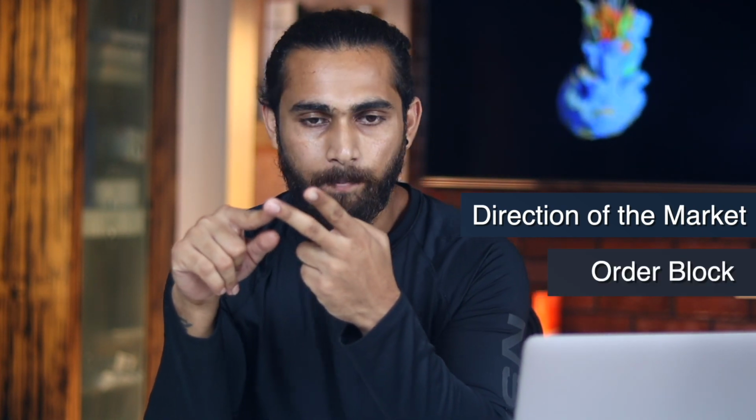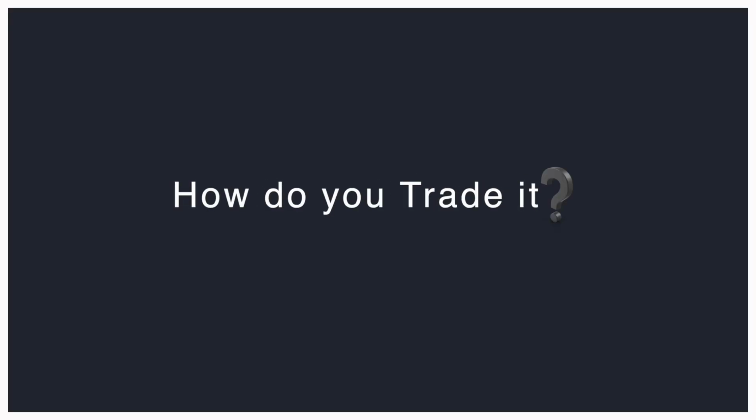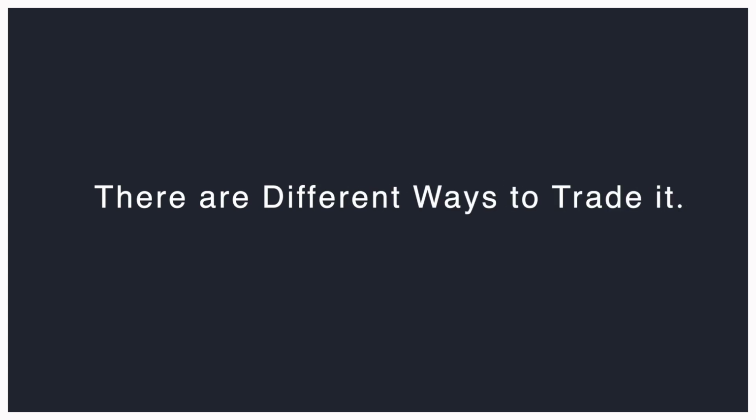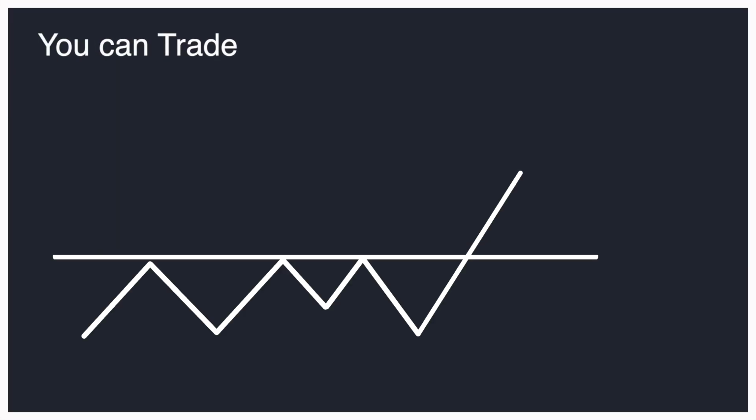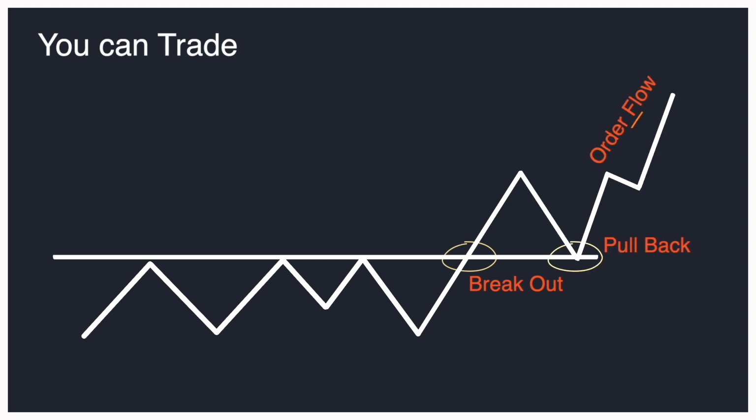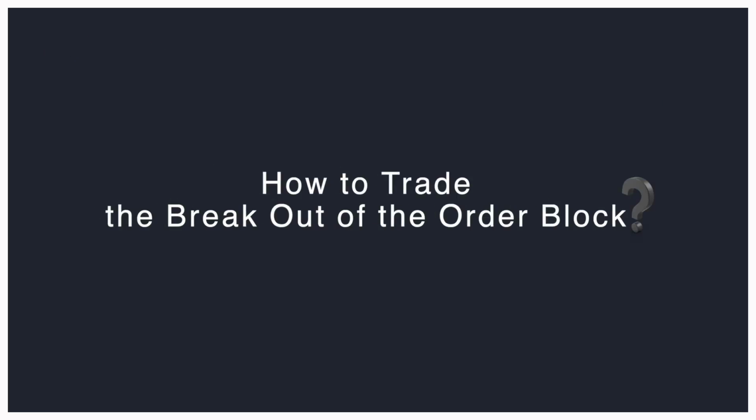Now you have two things with you. The first one is you know the direction of the market, and the second one is you have an order block. Now the question is, how do you trade it? There are different ways to trade it. Like you can trade the breakout of the block, you can also trade the pullback of the order block, and you can also trade the order flows. So let us first understand how to trade the breakout of the order block.